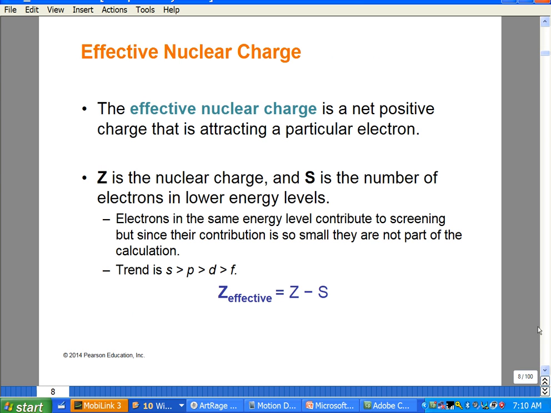So this brings up the definition of effective nuclear charge. The effective nuclear charge is the amount of net positive charge that the electron is actually experiencing through that cloud of electrons that surrounds the nucleus. Z effective is defined as the number of protons in the nucleus, the positive charge, minus the total number of core electrons in the atom.